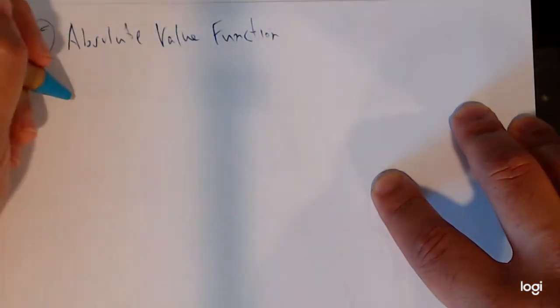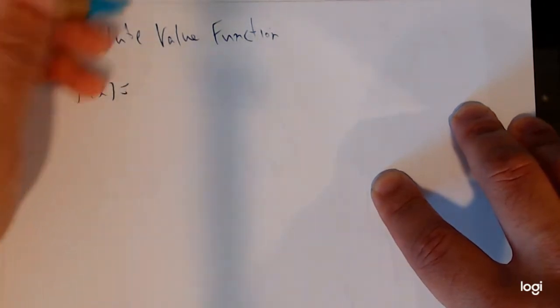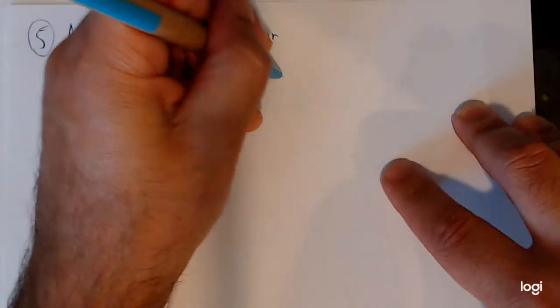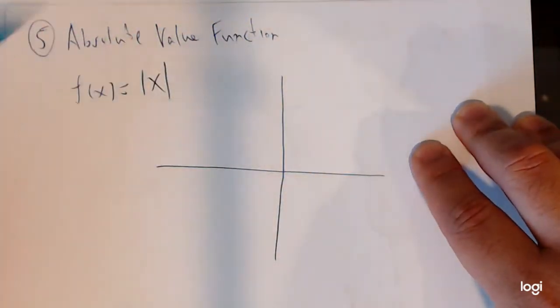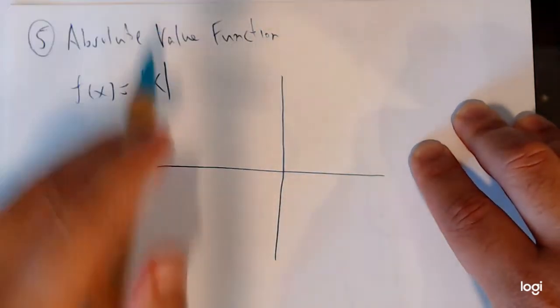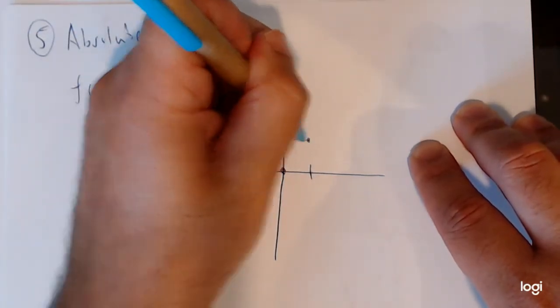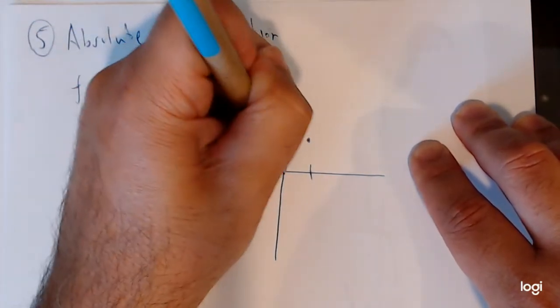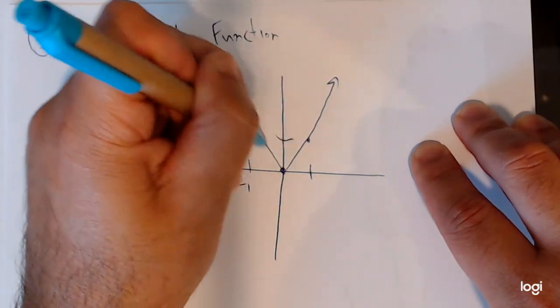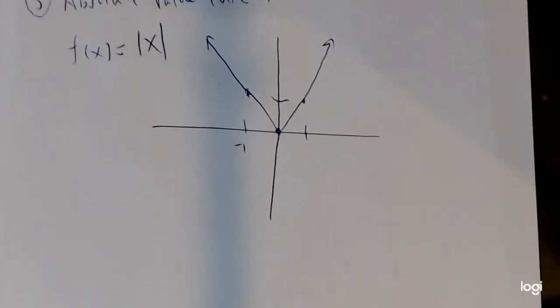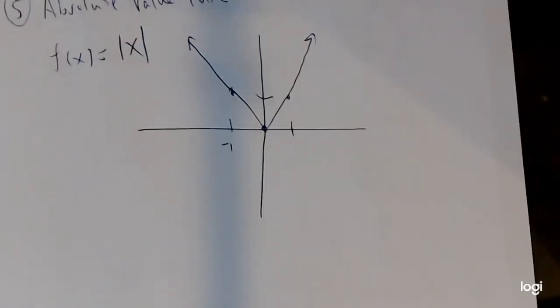Which we know looks like f of x equals the absolute value of x. And if you remember, this kind of looks like that V, doesn't it? Because we just want x to always be positive. So at 0, it's 0, at 1, it's 1, at negative 1, it's 1, and it looks like that. Okay, so that's our absolute value function.